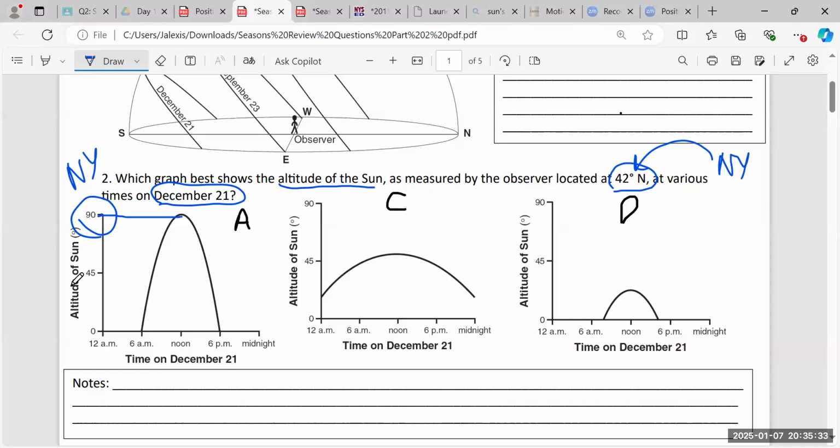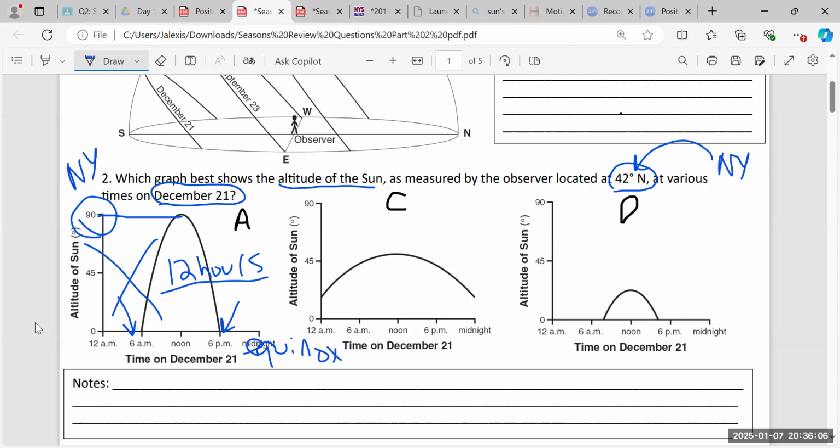The other issue I have with diagram A is that the sun rises at 6 a.m. and sets at 6 p.m. How many hours is it from 6 a.m. to 6 p.m.? 12 hours. And we know the only days of the year when New York will receive 12 hours of daylight are during the equinox. So that's why A can't be the answer.